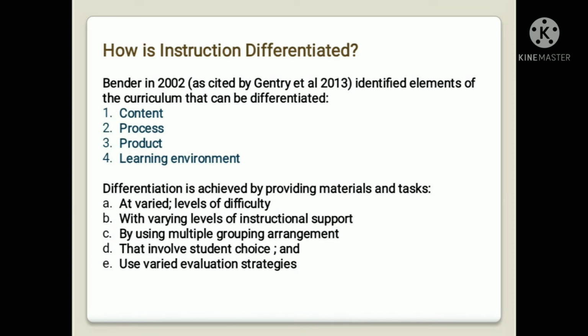How is instruction differentiated? Bender in 2002 identified elements of the curriculum that can be differentiated. First is the content, next is the process, third is product, and fourth is the learning environment. Differentiation is achieved by providing materials and tasks at varied levels of difficulty, with varying levels of instructional support, by using multiple grouping arrangement that involves student choice and the use of varied evaluation strategies.